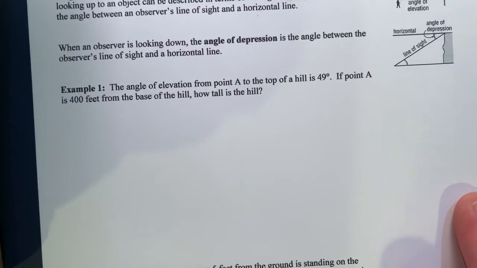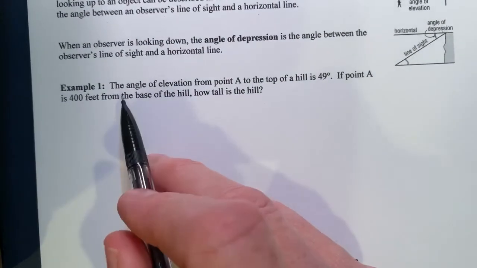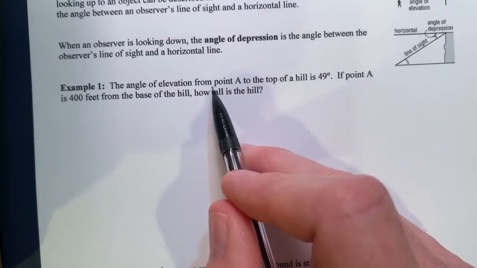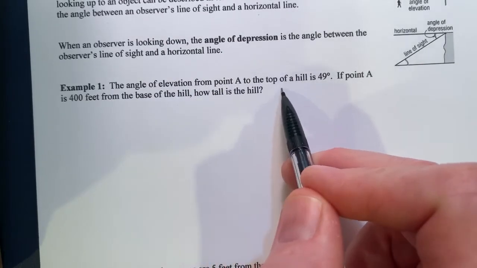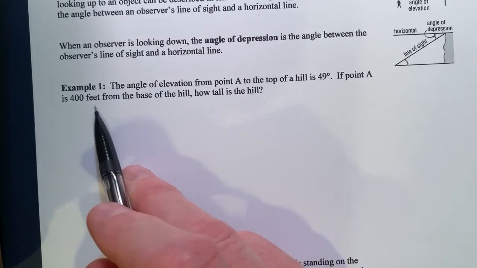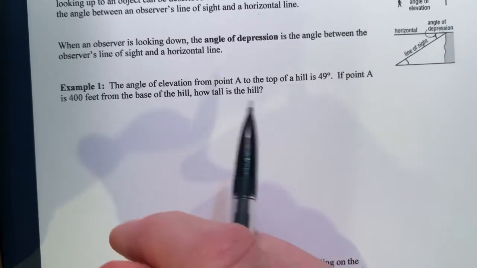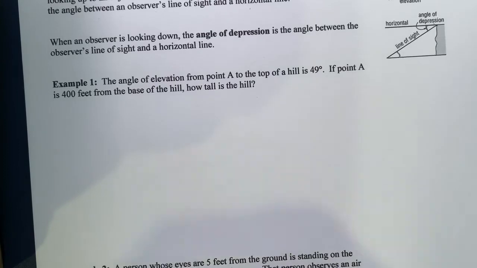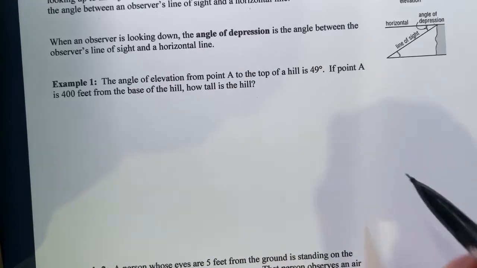First example here, guys, says the angle of elevation from point A to the top of the hill is 49 degrees. If point A is 400 feet from the base of the hill, how tall is the hill? The hardest part about all of this is making the picture. I think once you get the right triangles drawn, you're just going to use those right triangle trig ratios to write equations and solve it. But drawing the picture is probably the toughest part.